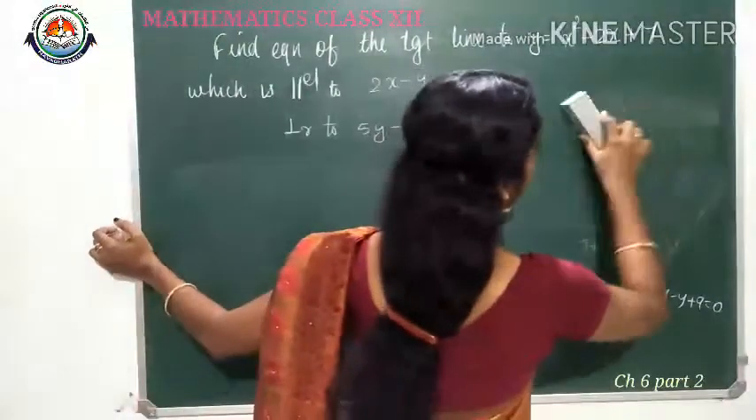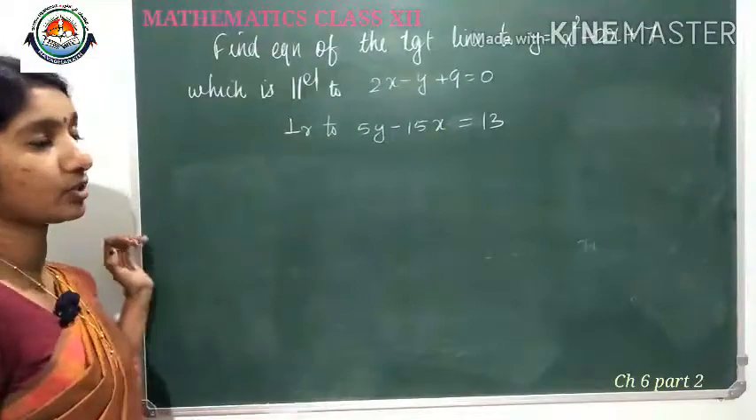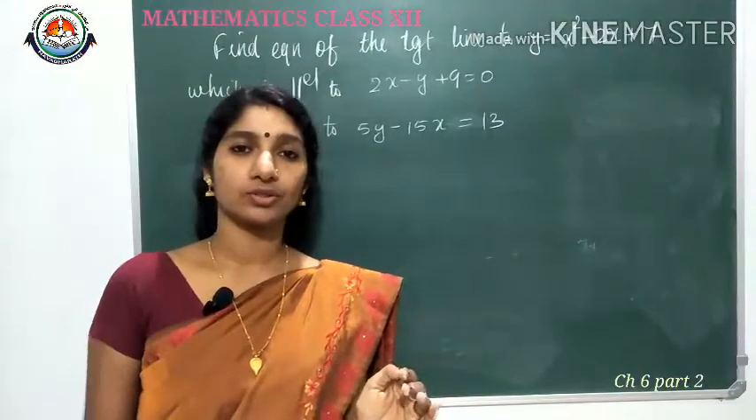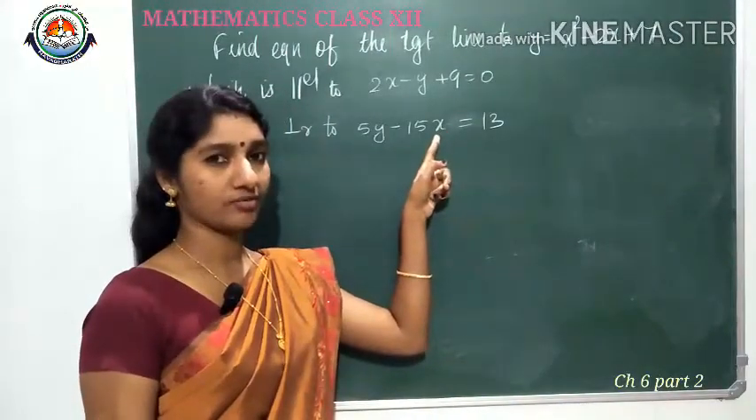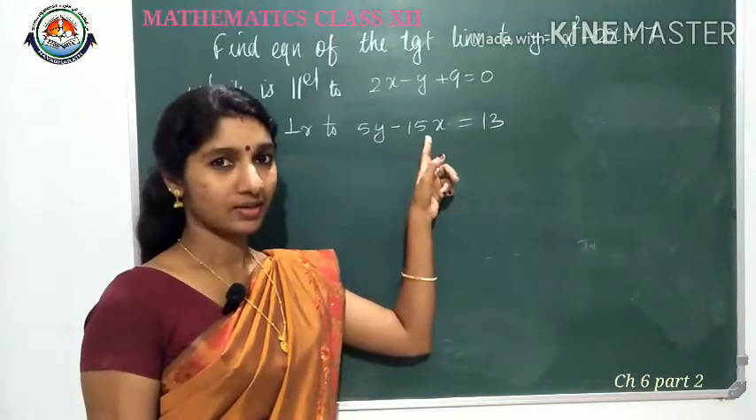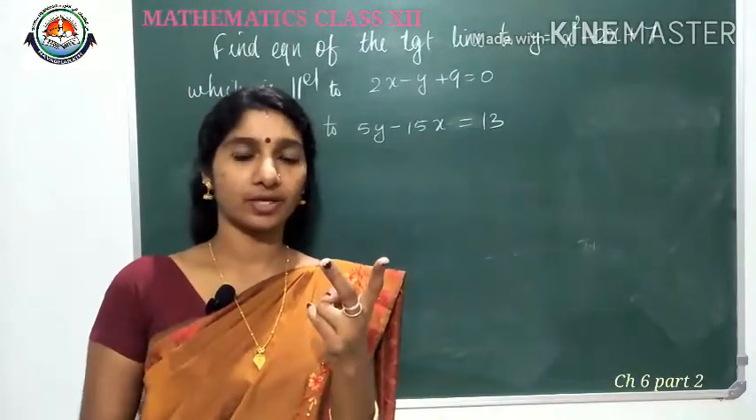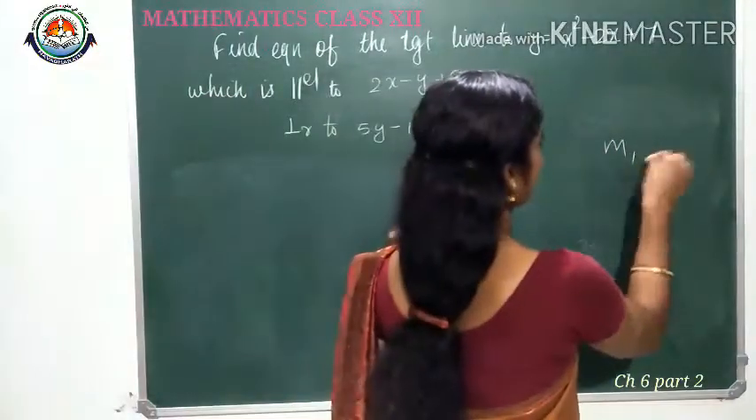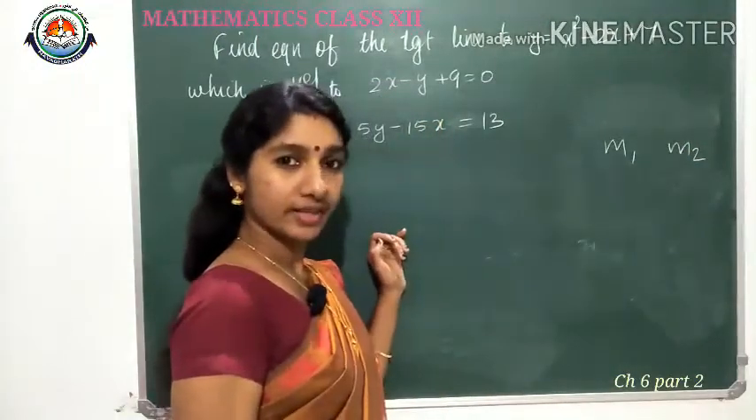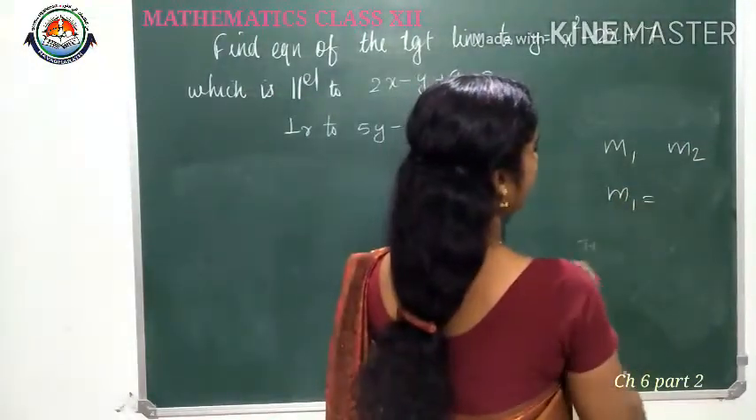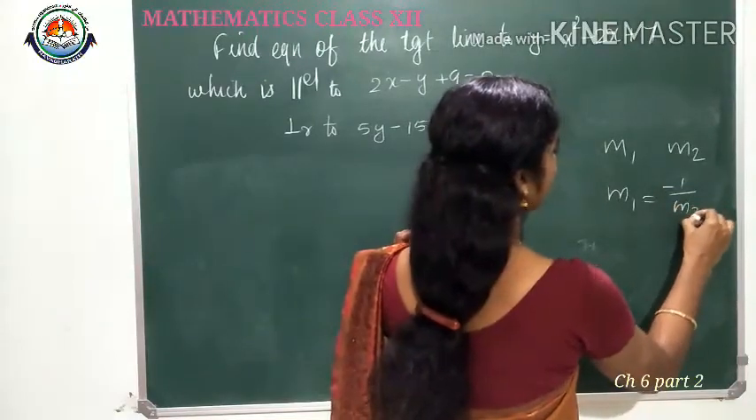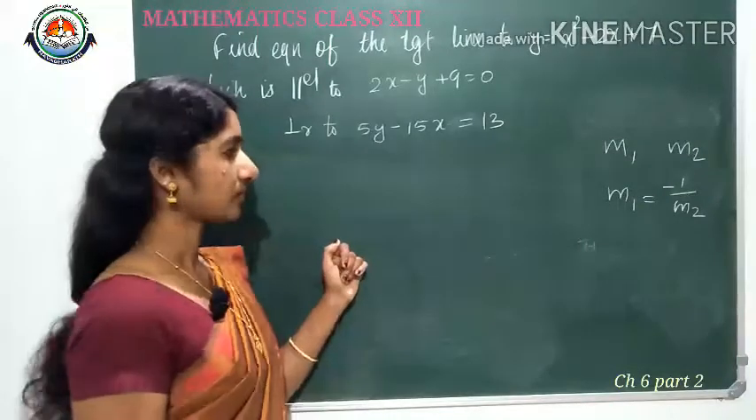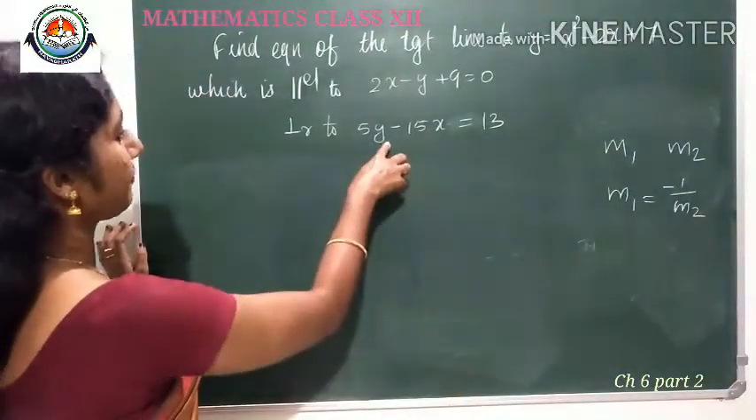Here the required tangent and the given straight line are perpendicular lines. So, how can we connect the slope? Tangent's slope is equal to minus 1 by m of this line. Two lines are perpendicular means one's slope is related to the other one's slope. That means if m1 is one slope, m2 is another slope, and they are perpendicular, then we can write m1 is equal to minus 1 by m2. Clear? Then we can find the slope of this one.